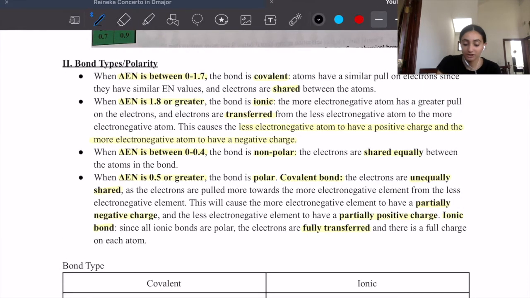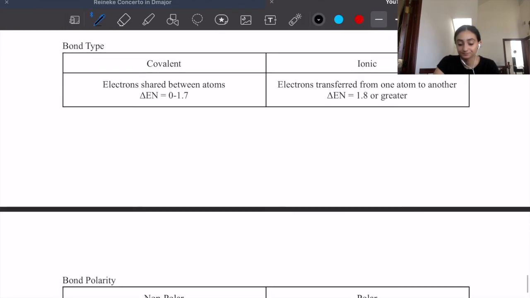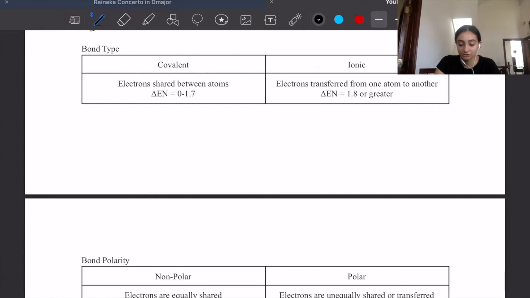So I'm just going to repeat it one more time. Covalent and ionic represent bond type, which just means are the electrons shared or transferred, and polar or nonpolar talks about how they are shared. When the bond is nonpolar, the electrons are shared equally, and when the bond is polar, the electron is not shared equally. When it is an ionic polar bond, which is the only kind of ionic bond there is, the electron is transferred. So here's a little chart to reflect that.